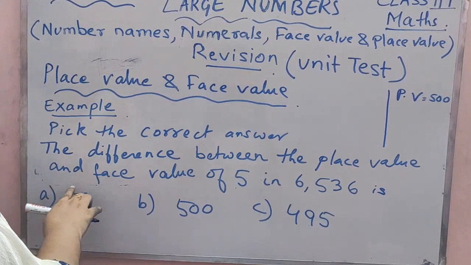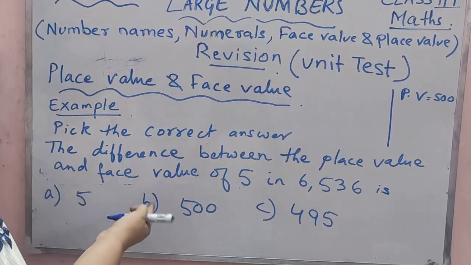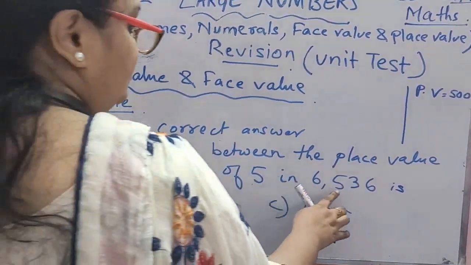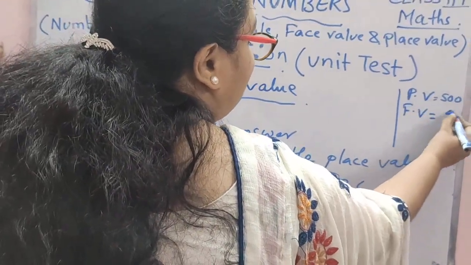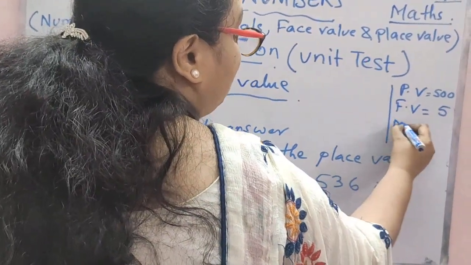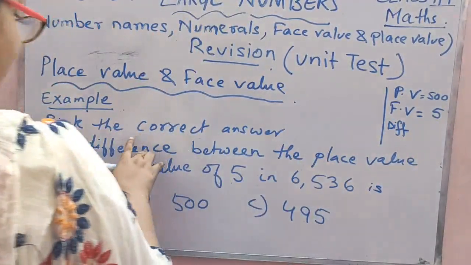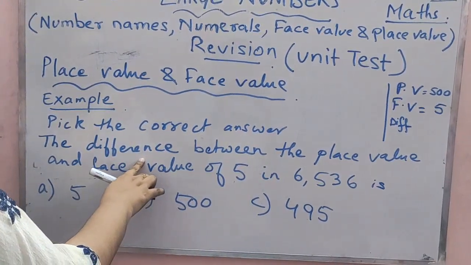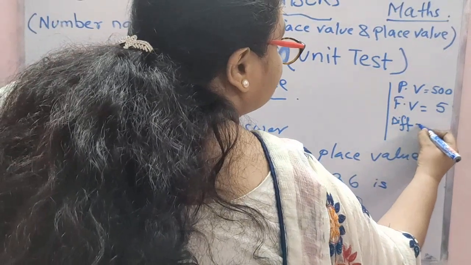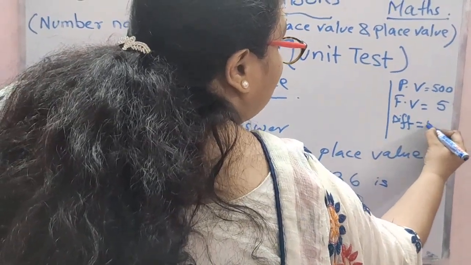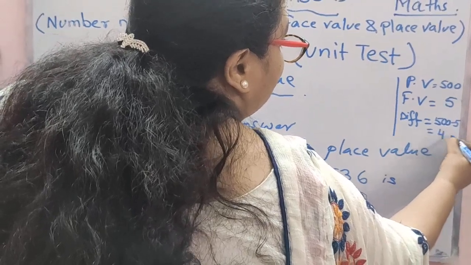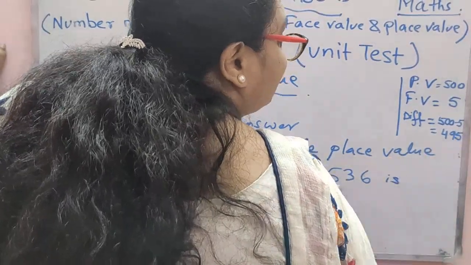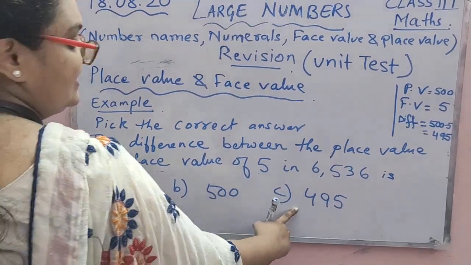Okay. Now the next is face value. As you know, face value is the actual value. So 5. So face value is 5. Now what you have to do, you have to find the difference. Okay. So 500 minus 5 is how much? 495. So option C is your correct answer.